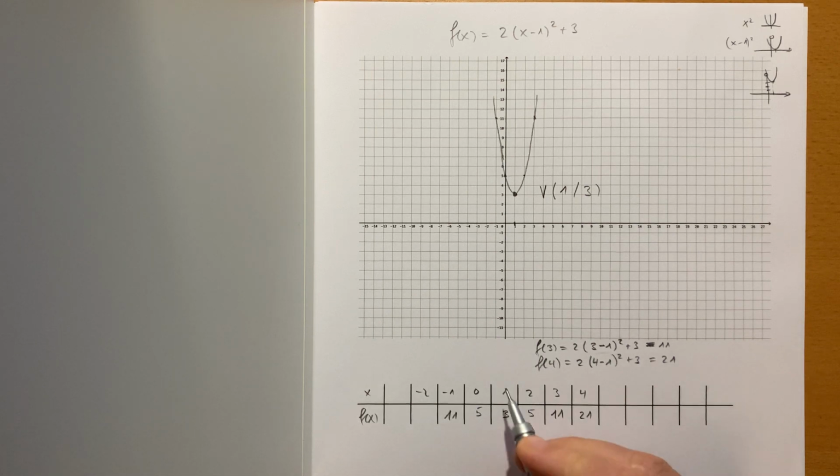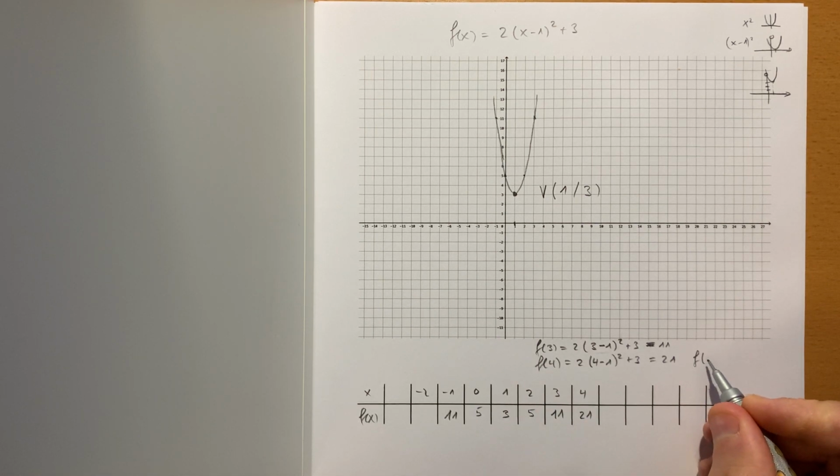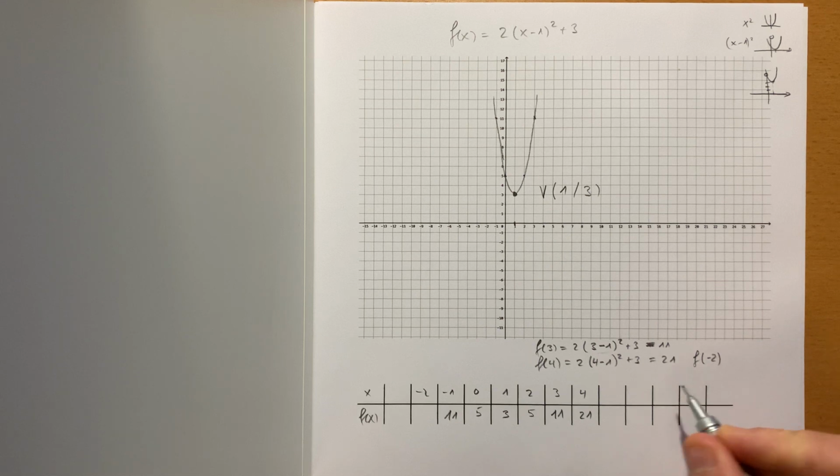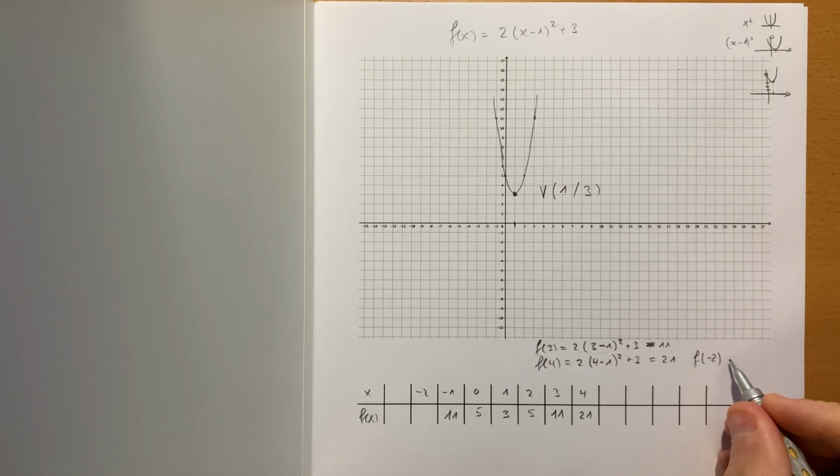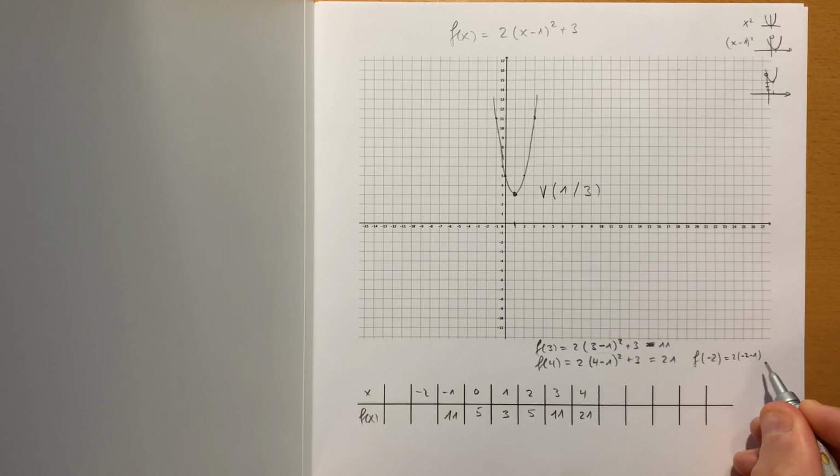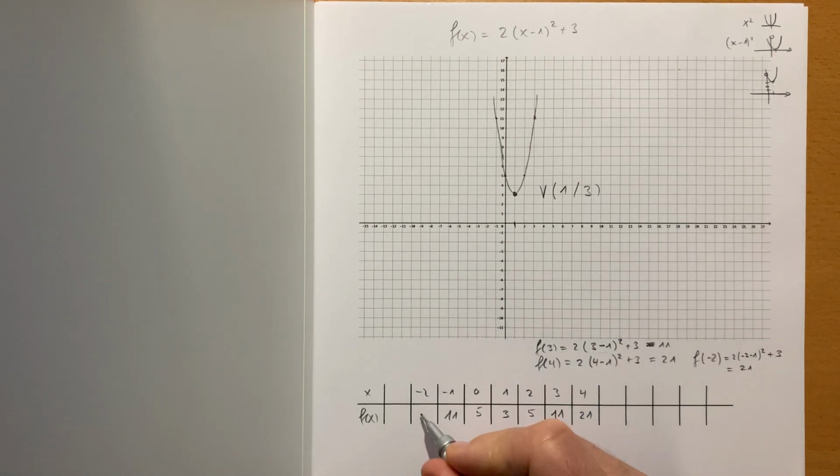But it is 21. And if you plug in f of minus 2, you should get the same thing. Look, 2 times (minus 2 minus 1) squared, that's minus 3 squared, which is 9, times 2 is 18 plus 3, so that would be 21 as well.